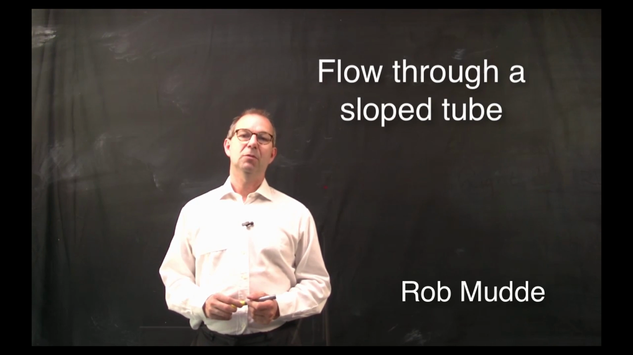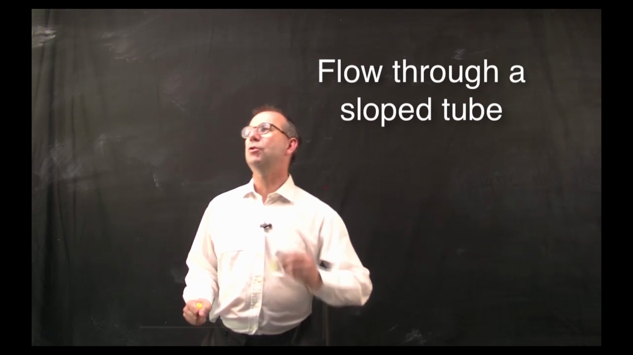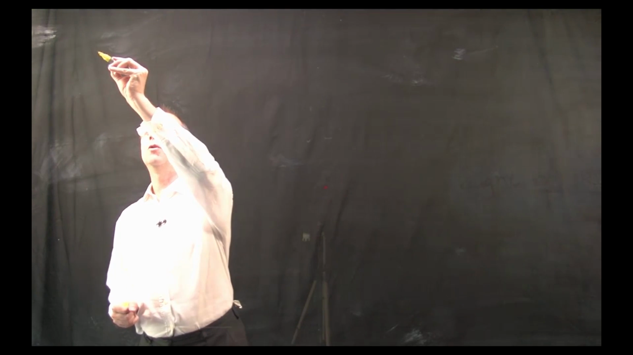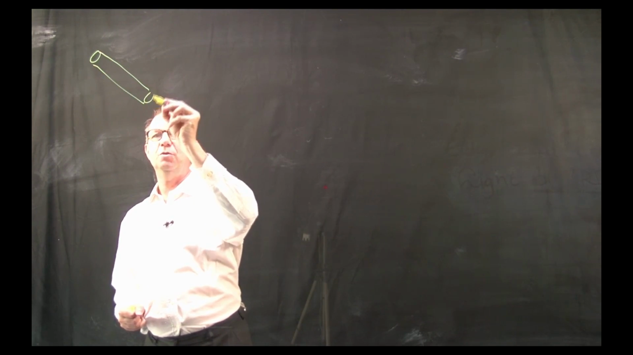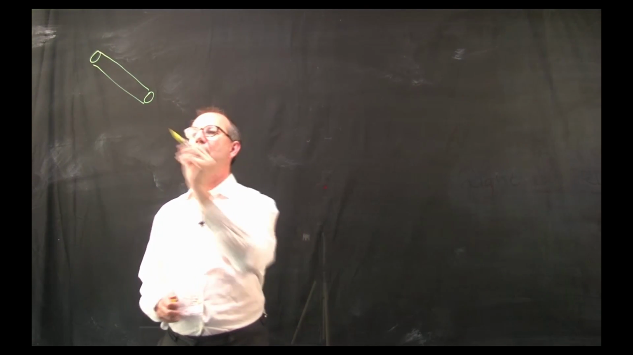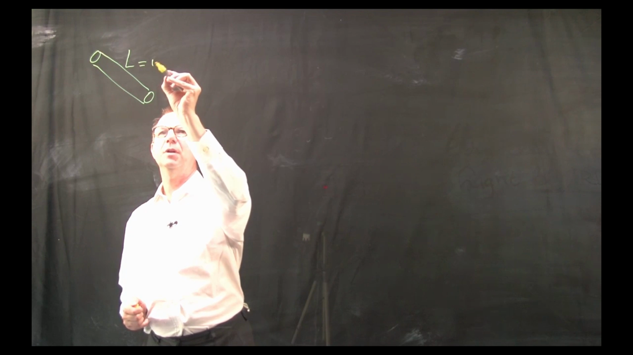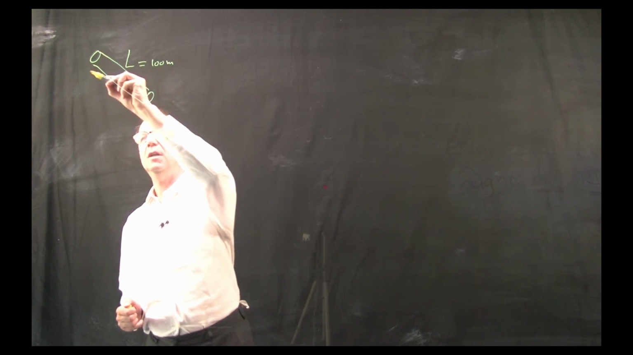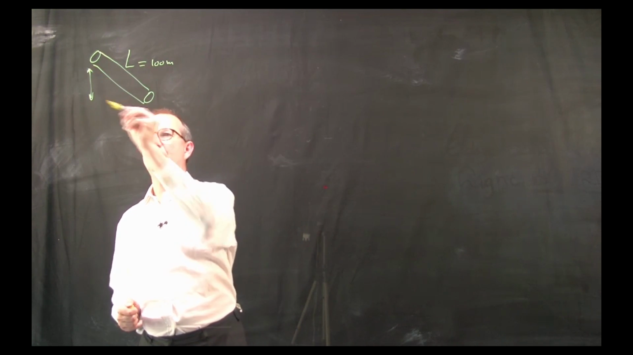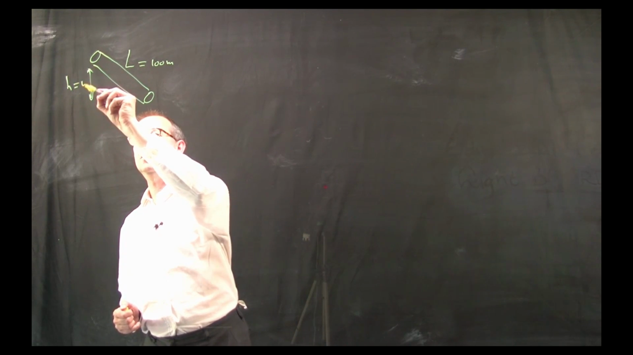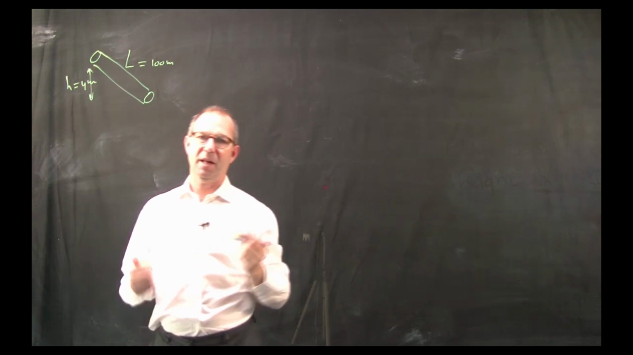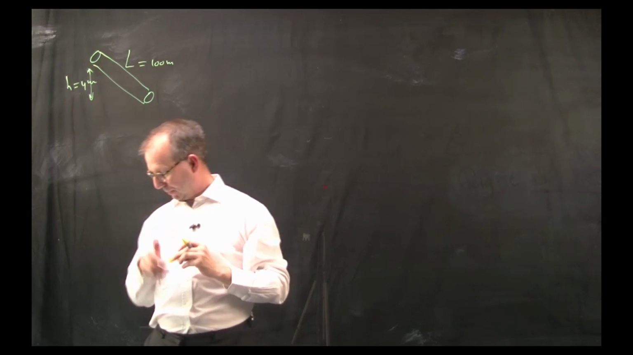In the example of this video, we're going to take a look at flow through a cylindrical tube, but this tube is not horizontal, it is sloped. The length of the tube is 100 meters and the height, the drop h, is 4 meters. So I made an exaggerated drawing.